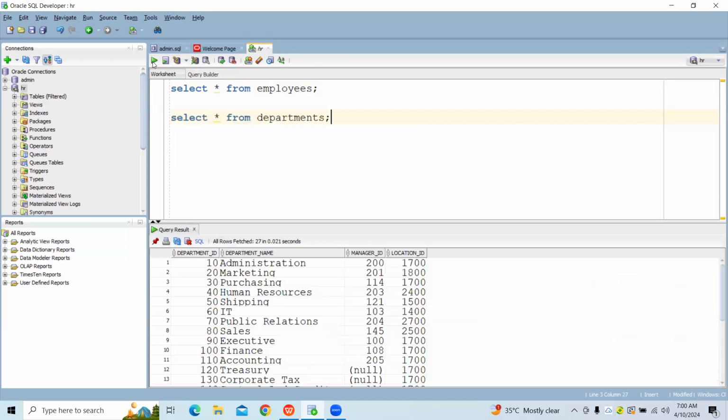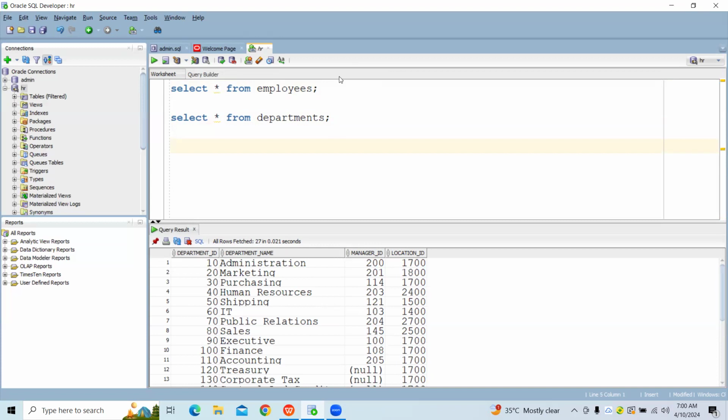So now let me run the query, guys. What happens if I run this particular query? Whatever data is present for the departments table will be retrieved to us in the output window. You can see, guys, whatever data is present in the departments table has been retrieved to us in the output window. This process we call data retrieval. So this is about how we write a simple data retrieval query.